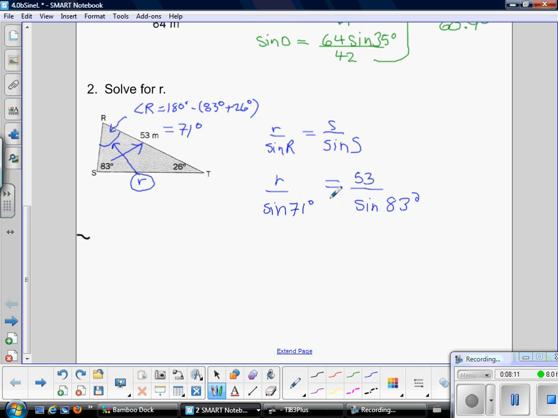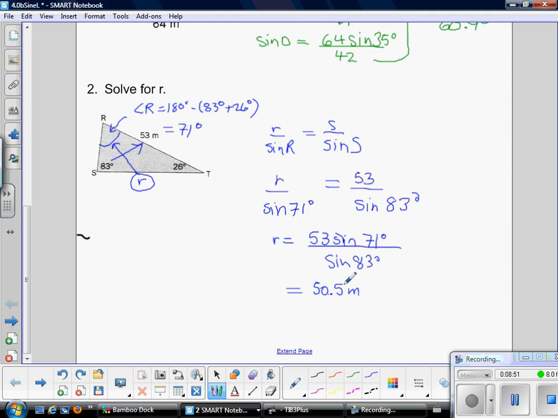Again, when I cross multiply and divide, you can see I'm going to be dividing by the sine of 83. So R equals 53 times the sine of 71, beautiful, divided by our sine of 83. And when we take our calculator and punch it in, amazingly, out comes the answer of 50.5. And this time it's meters because we found a side length.